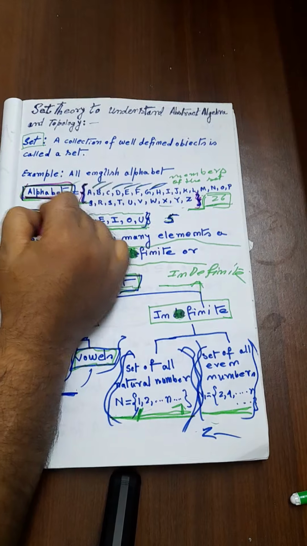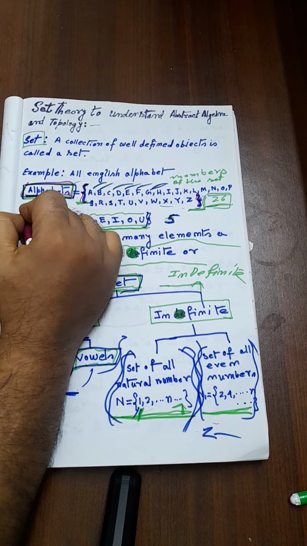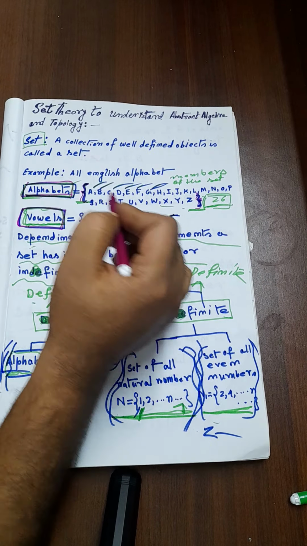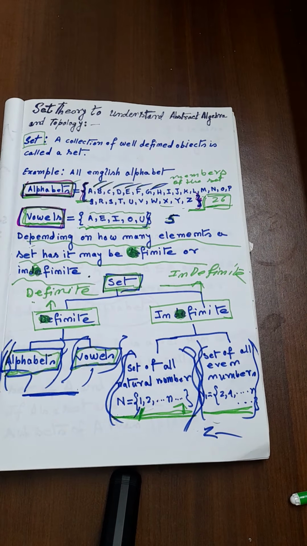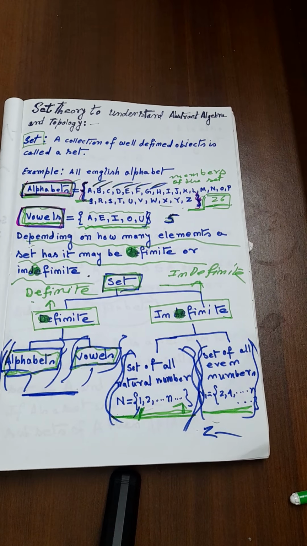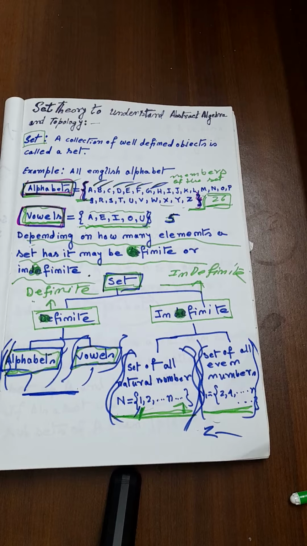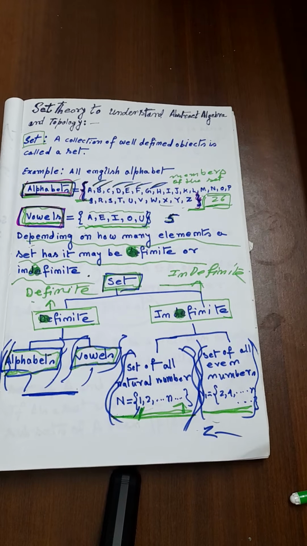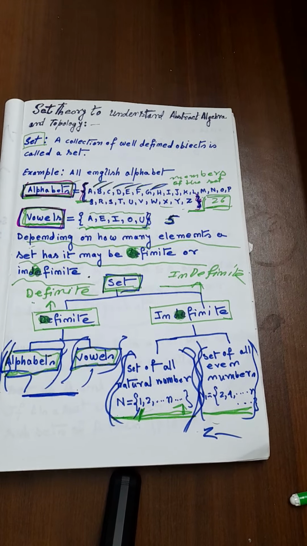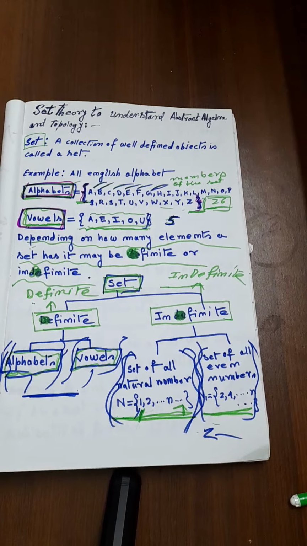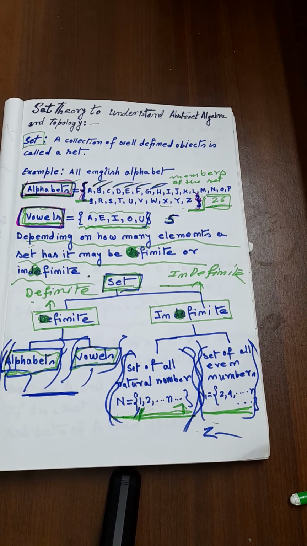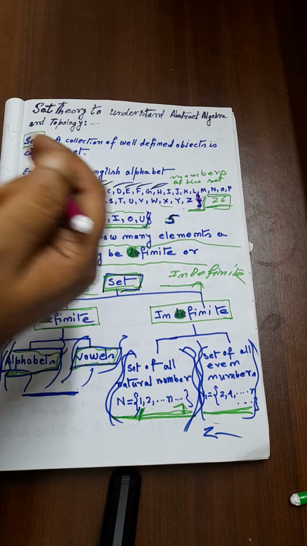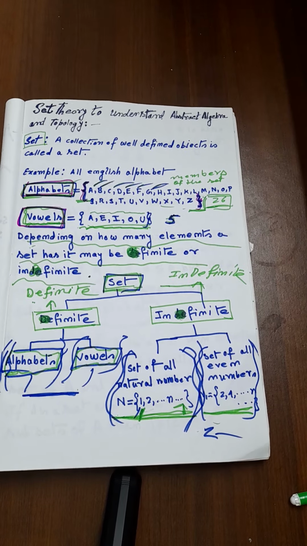Even vowels also belong to a set, because vowels are also well defined. We know A, E, I, O, U belong to vowels and this is well defined. So that is why we can make a set of vowels. We can make a set of alphabets, we can make a set of vowels, but we cannot make a set of all the flying birds in the sky or all the fishes in the sea, because those are not well defined. But we can make a set of alphabets and vowels because these are well defined.